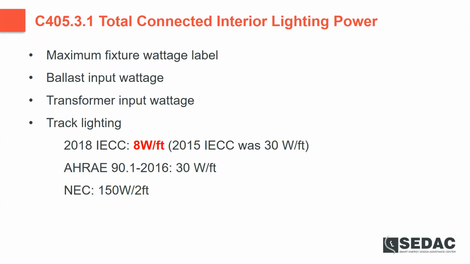We will call out this is one difference between the IECC and ASHRAE 90.1. 90.1 still has the 30 watts per linear foot for their design. The National Electric Code calls out even higher at 75 watts per foot. So just being aware that those limits are out there.